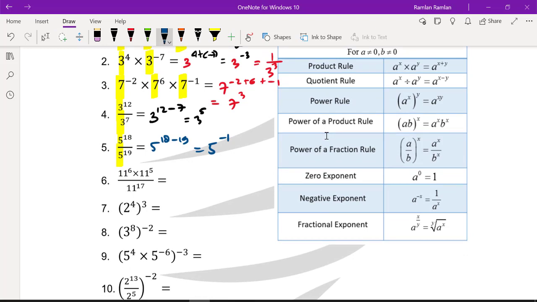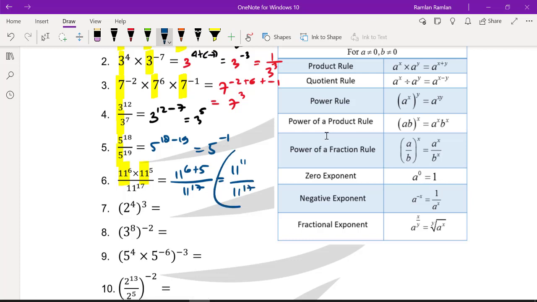Yeah, so for this one, here we have 11 to the power of 6 times 11 to the power of 5, and here we can simplify because they have the same base, which is 11. So I'm gonna simplify the numerator as 11 to the power of 6 plus 5, and then leave the denominator like that. Okay, and then you simplify this one, that becomes 11 to the power of 11, right? Because 6 plus 5 is equal to 11, over 11 to the power of 7.